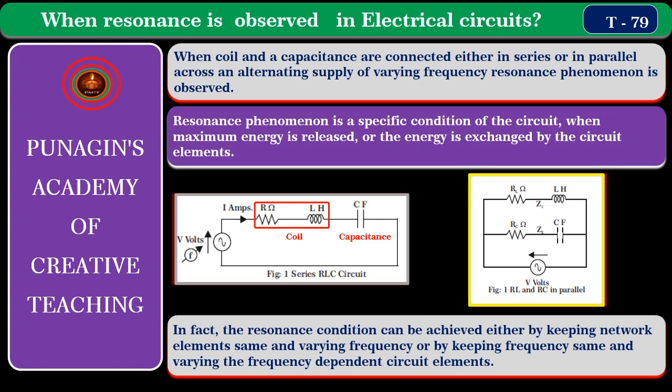In fact, the resonance condition can be achieved either by keeping the network elements the same and varying the frequency, or by keeping the frequency the same and varying the frequency dependent circuit elements. You know that inductance and capacitance are the frequency dependent circuit elements.